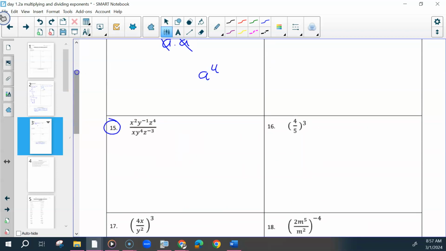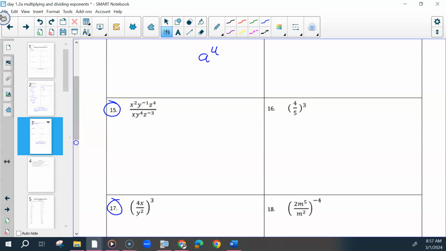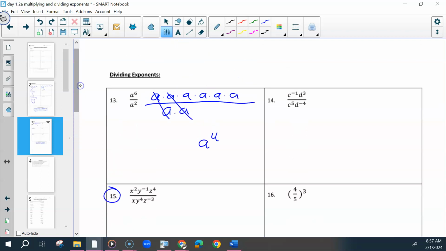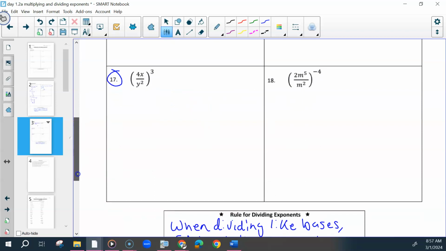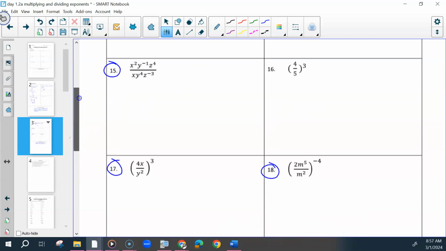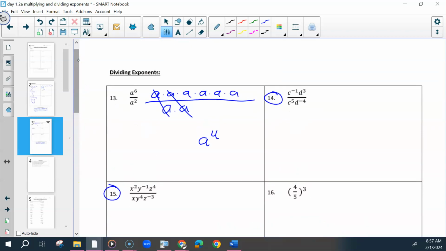Any others? 17. I will, side note, 16 and 17 should have really been on the last page, but we'll still do them. Alright. 14. And then 8. Alright, so starting with 14, you have a choice.